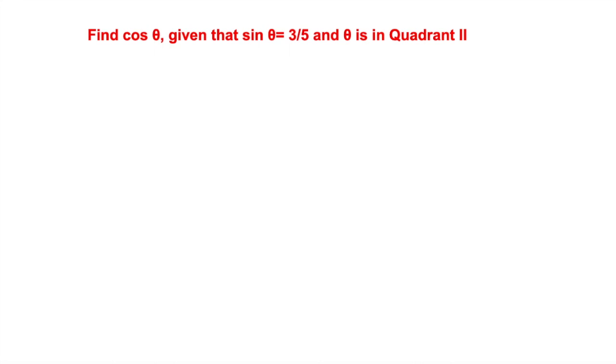For this video, we will be talking about how to find one of the 6 trigonometric functions. For this problem, we are asked to find cosine of theta, and they give us sine of theta, which is 3 over 5, and also that theta is in the second quadrant.